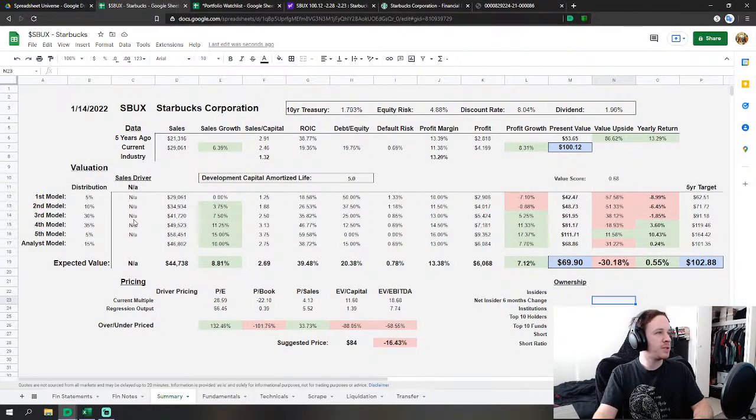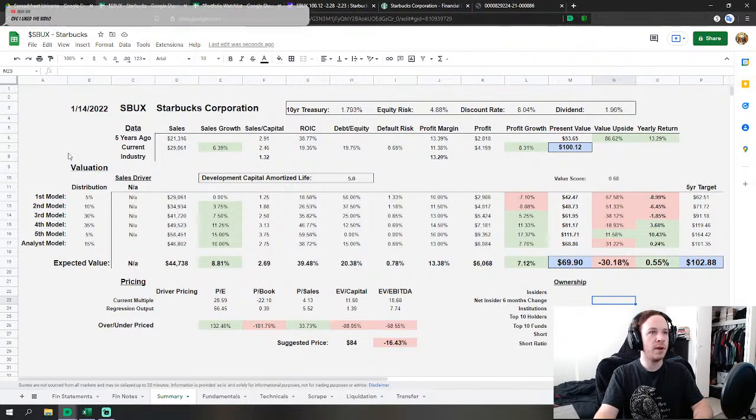I assume it basically needs no real introduction. Most people know what they do. U.S. Treasury today is selling for 1.793%. The mature market equity risk premium that I get is 4.88%, and after adjusting for company specific idiosyncratic risks, I get a discount rate for StarBUX of 8.04%. They also have a dividend of 1.96%.